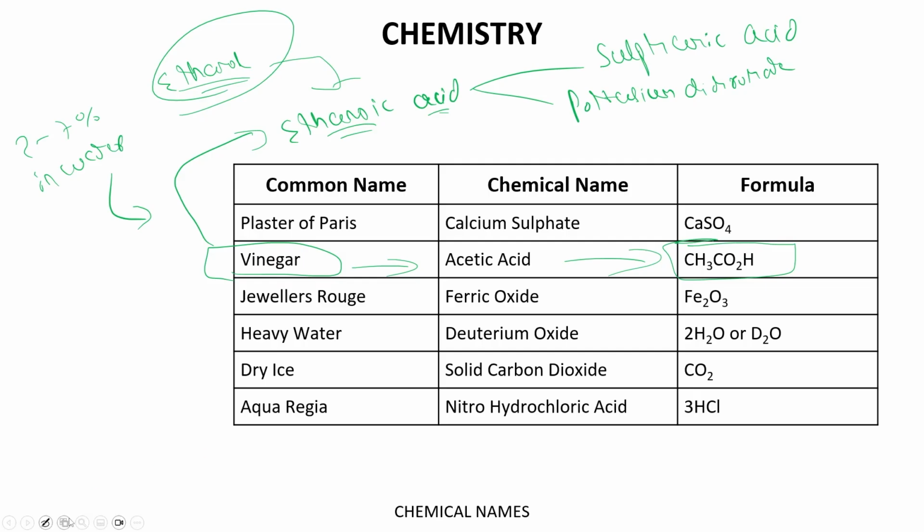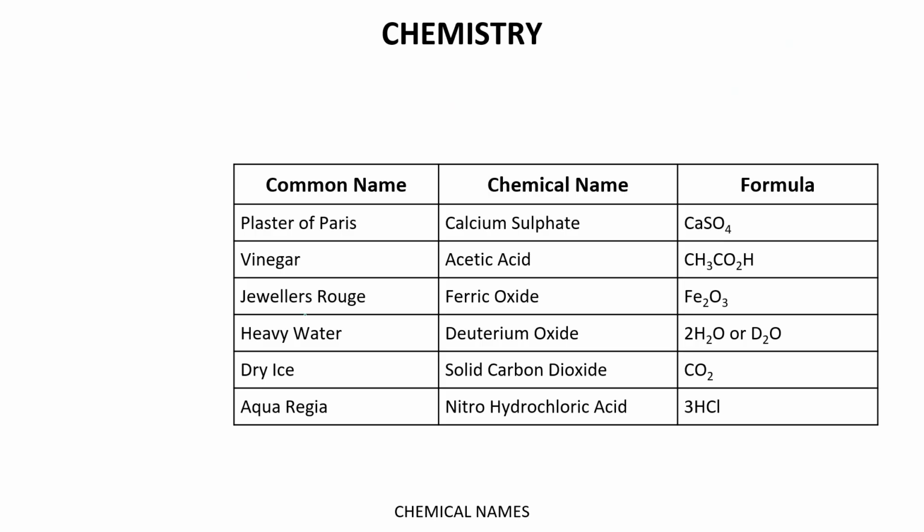Thereafter we have jeweler's rouge, which is ferric oxide with the general formula Fe2O3. Thereafter we have heavy water, named deuterium oxide. Just remember that heavy water is basically used as a moderator in nuclear power plants.